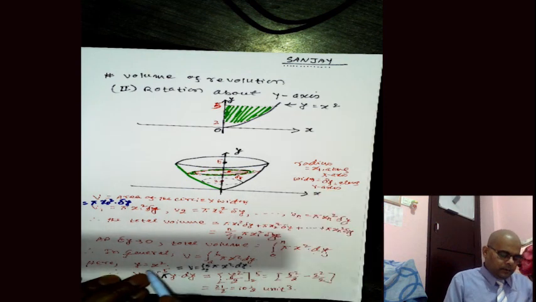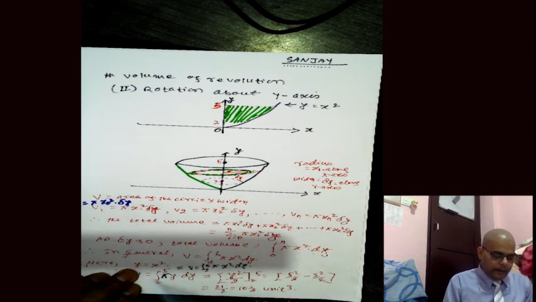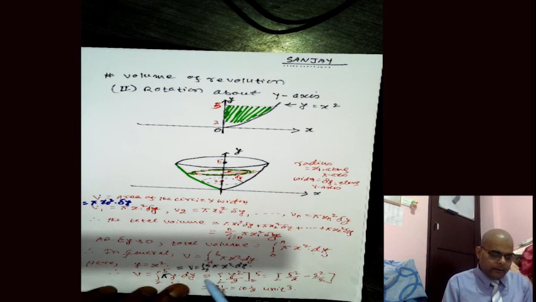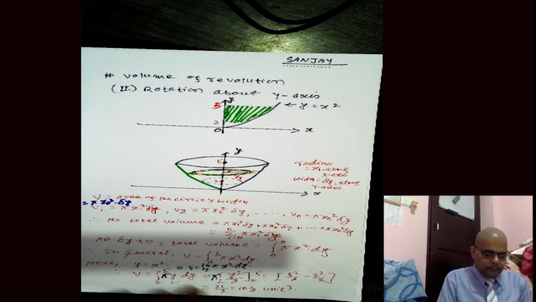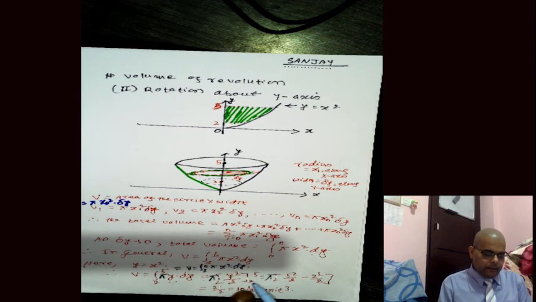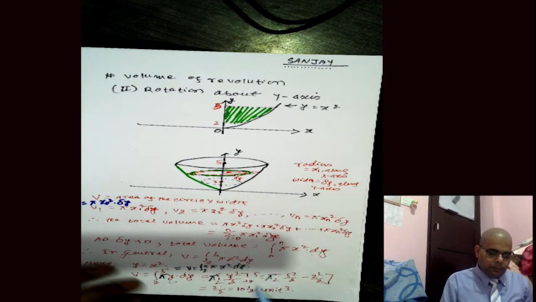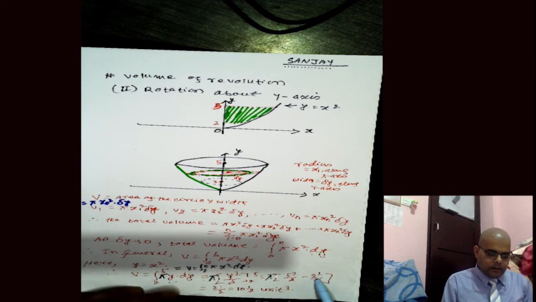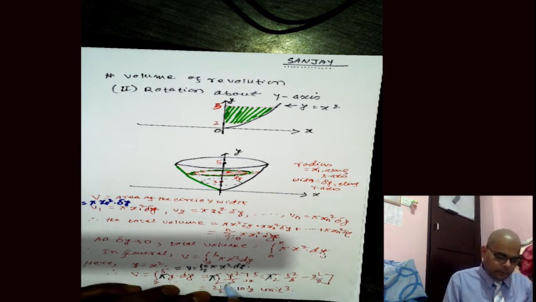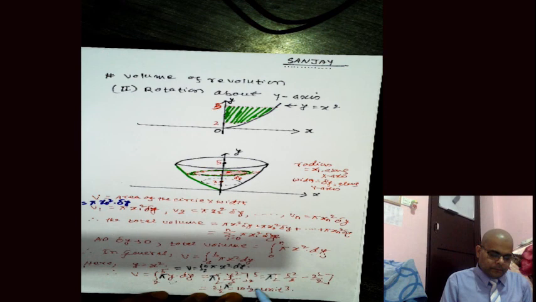Since in place of x squared there is already y, we write y here, and then dy, and pi will be here. The integration of y is y squared by 2, and then you take the limits between y equals 5 and y equals 2. Now put the upper limit first and then the lower limit, and you will have the answer as 21 pi by 2, or 10 and a half pi cubic units.